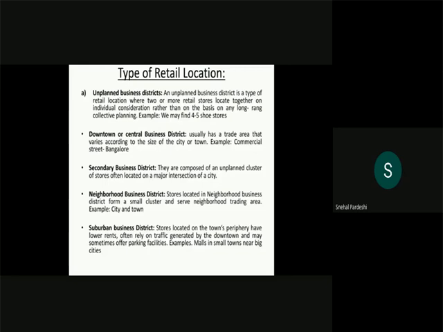So we have a different type of unplanned business district, which we also call downtown, or the central business district. Out of this central business district, the suburban business district also comes out of it. Okay, we will discuss that in detail later. So we have downtown or central business district, which usually has a certain area for trade.